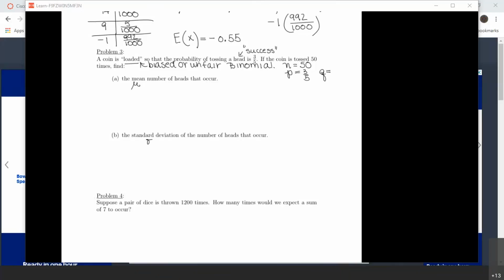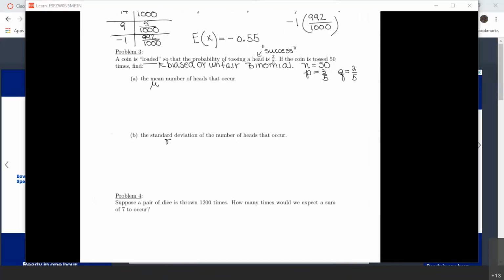Yep, 2/5. And you got that by subtracting p, 3/5, from 1. Okay? And just a hint, you can write your 1 as 5/5, and then it's a lot easier to do the subtraction and get a fraction.